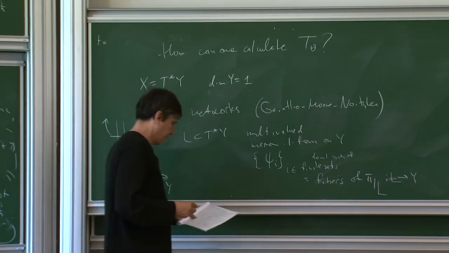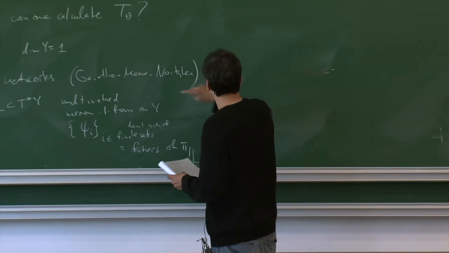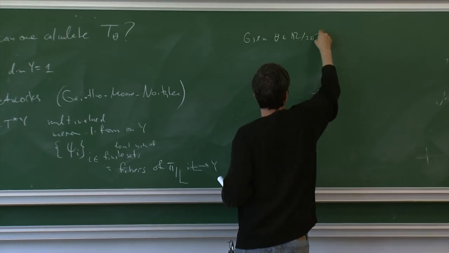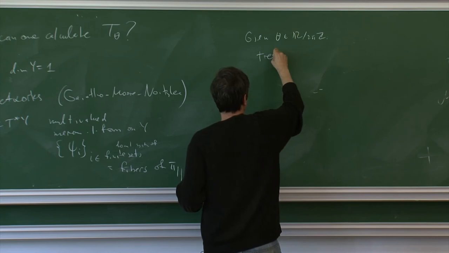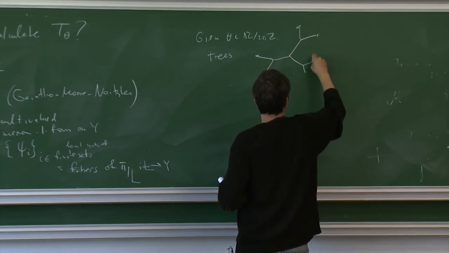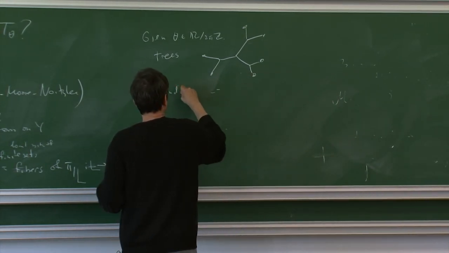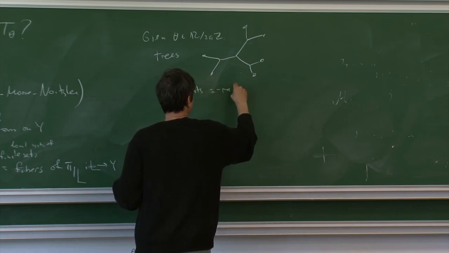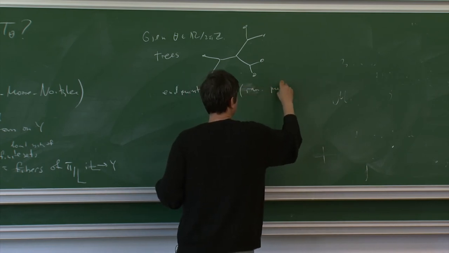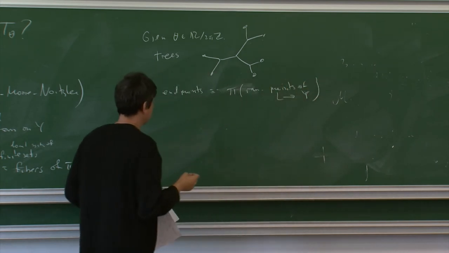You get many one forms, and these Gaiotto-Moore-Neitzke spectral networks are, for given theta, you draw trees, and typically they will be three-valent trees with endpoints. The endpoints are ramification points, the projection of ramification points, projection L to Y, with some finite subset.